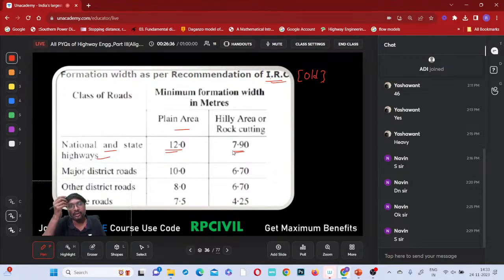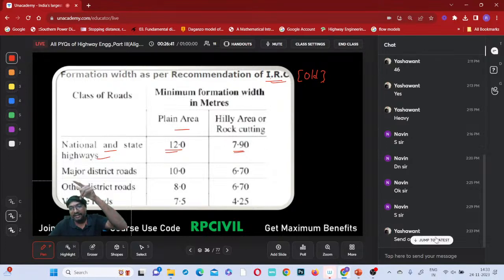But for hilly area or rock cutting, in case of hilly terrain, they have given different values. The class notes, whatever I said in our classes, plus classes, free classes, wherever I have taken this topic, 8.8 meter. Okay, you want me to send these values? I'll send these values, don't worry.